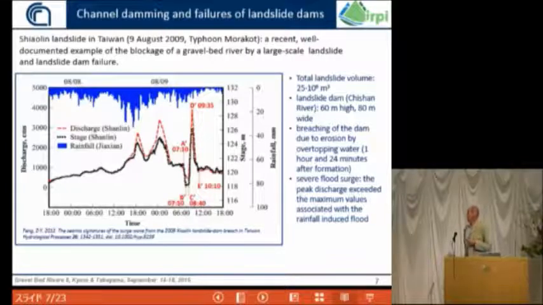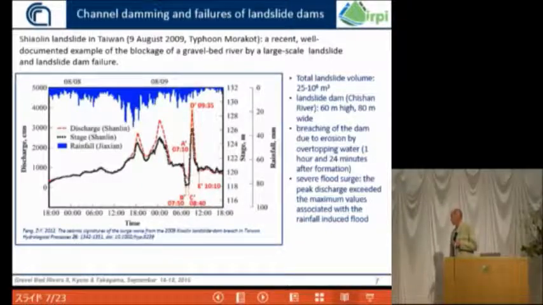We can move now to another important effect, channel damming and failure of landslide dams, again in Taiwan. The Shaolin landslide, which was studied in this paper by Feng, provides an excellent example of a sequence of events. A large landslide dammed the Shishan River, and the breaching of the dam, due to overtopping and erosion, took place just one hour and a half after formation.